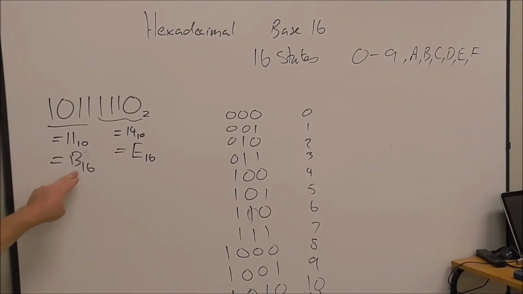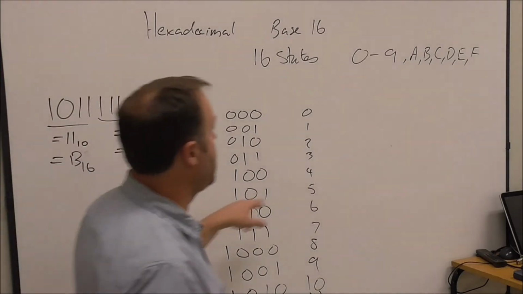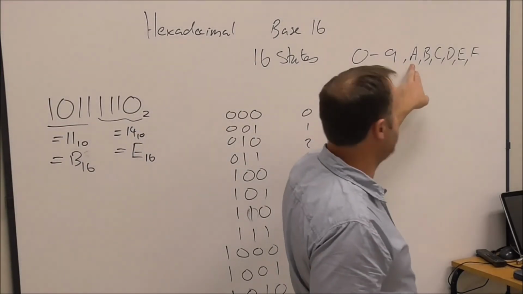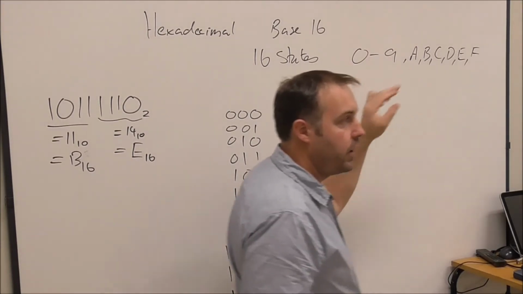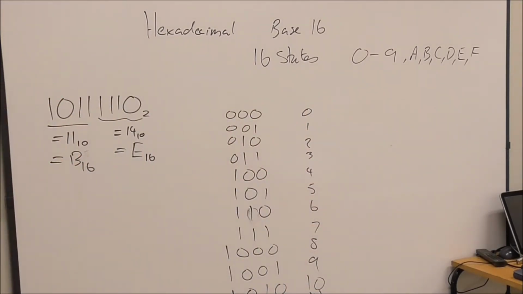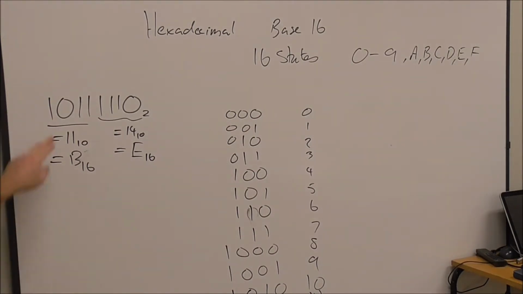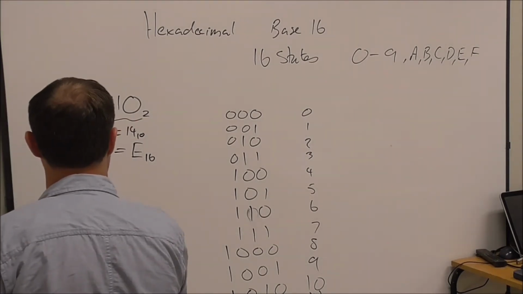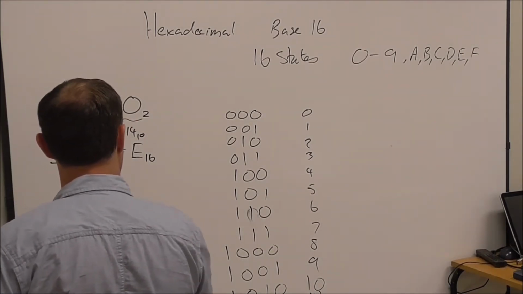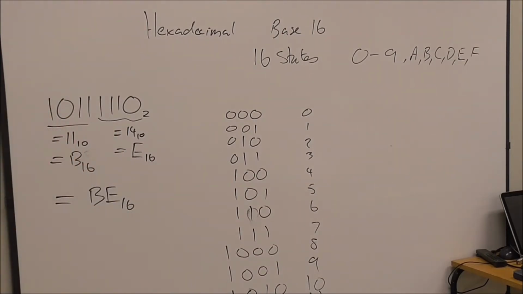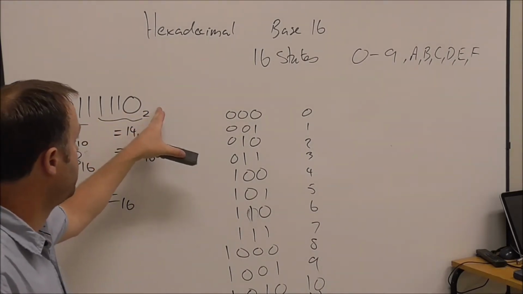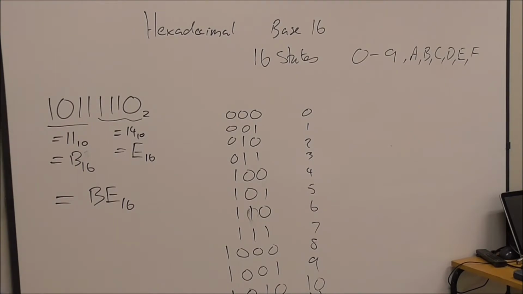Okay? And this is actually how I do it. I just remember that A is the first one that's after the 0 to 9, and that must be 10. So you can sort of work it out from that. And so if I have B is the second one, that must be an 11. So this number here is equal to BE in base 16. Okay? So that is actually a number in hexadecimal. So this 8-bit binary string corresponds with BE base 16.